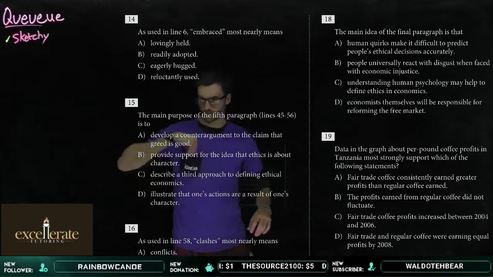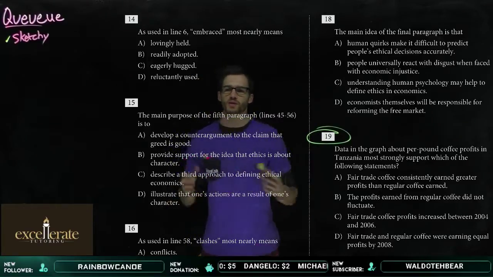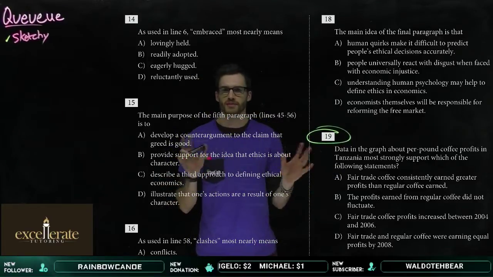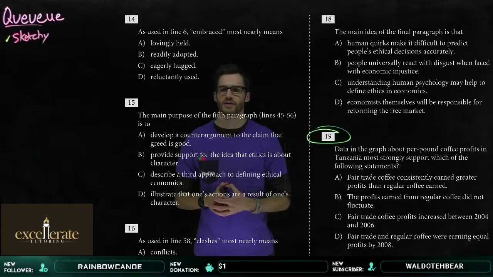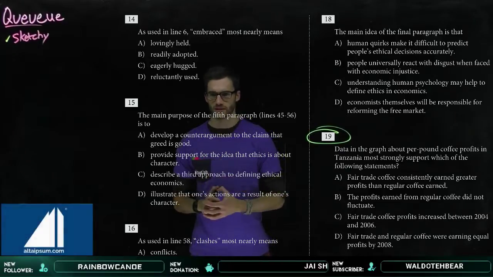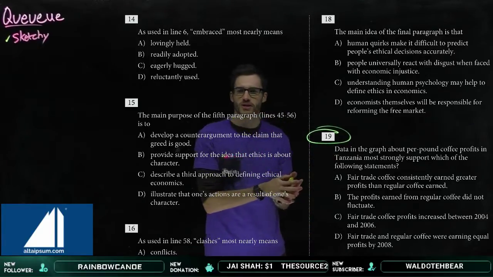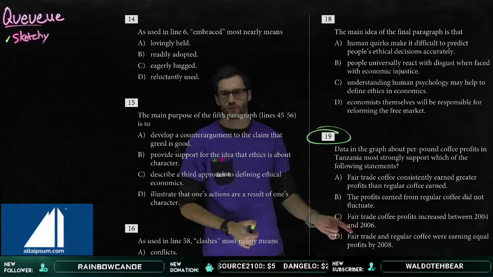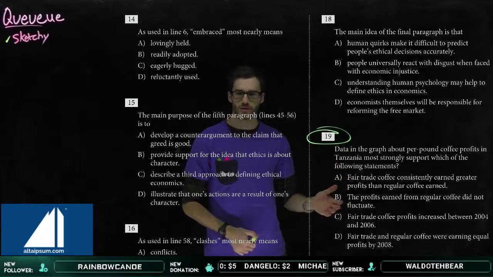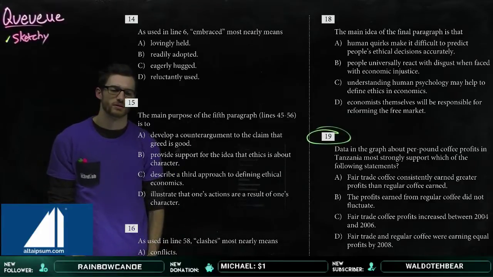Number 19, we're going to do. This is a data interpretation question. It's very easy to recognize these questions because they talk about the graph. They're not going to be sneaky about it. This one says, data in the graph about per pound coffee profits in Tanzania most strongly support which of the following statements? There's not much to go off of in the question. They're not asking something specific. They're just saying the graph supports which of these things. So we basically need to look through all four of them and specifically say, does it do this? Does it do this? That's what we'll do. I apologize for the chat again. Or no, you guys don't really see the problem, but I see the problem, and it's annoying.